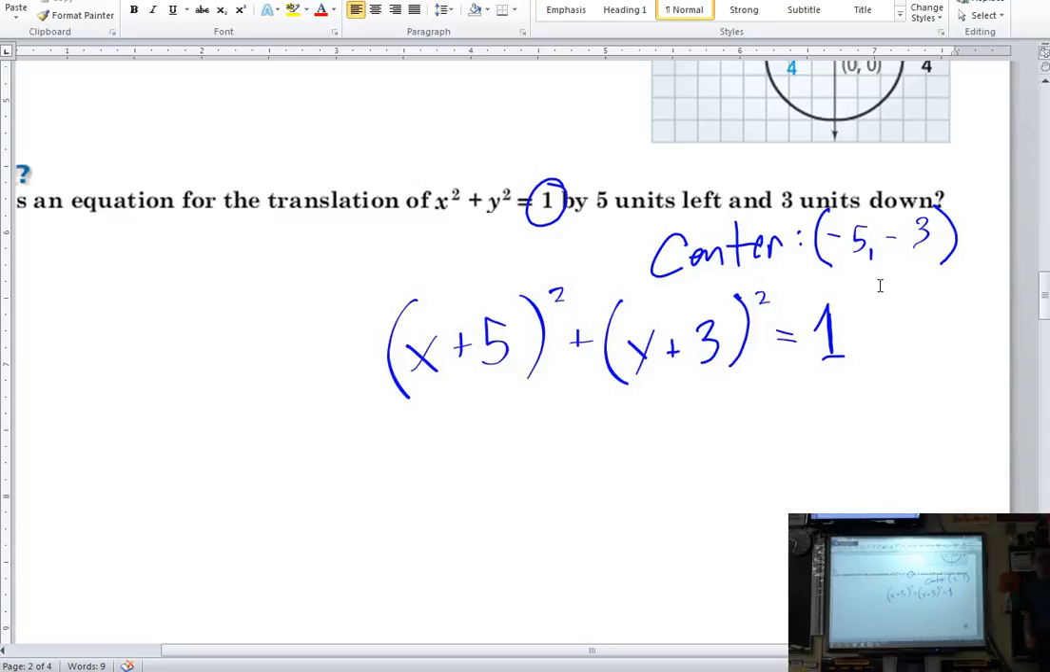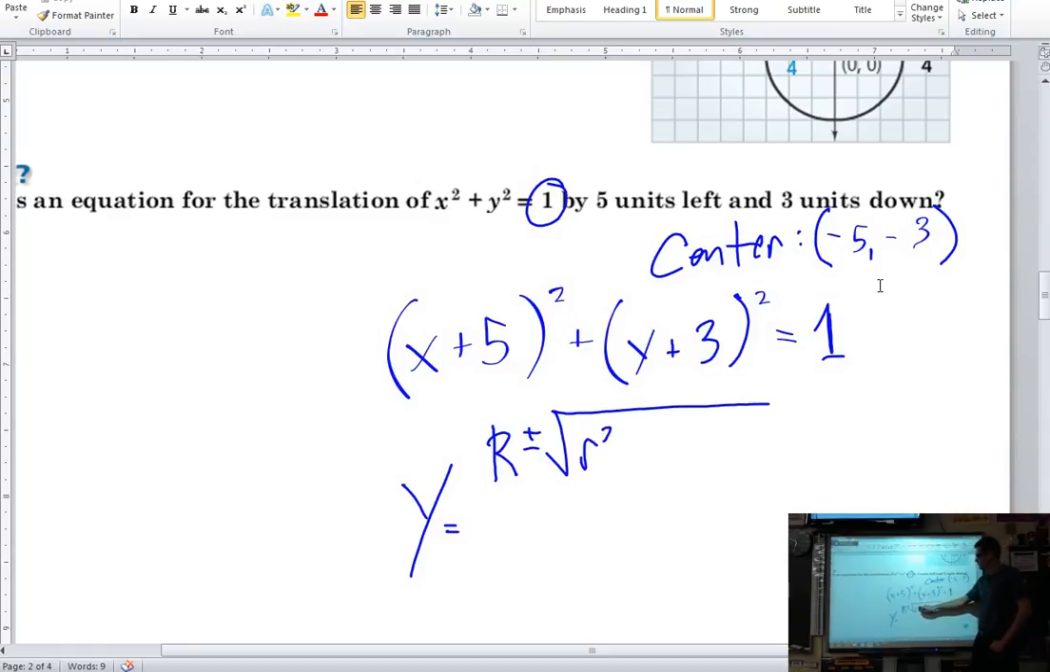Now, if we wanted to make it into the y equals form, because the more we use it, the easier it gets, what was our equation? It was y equals plus or minus radical r squared minus parenthesis x minus h.